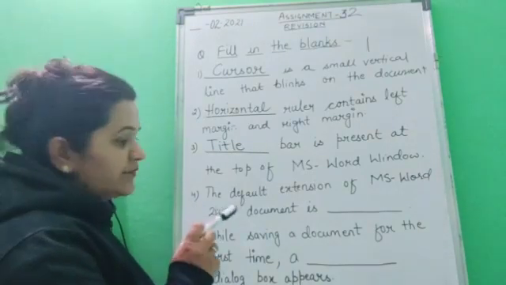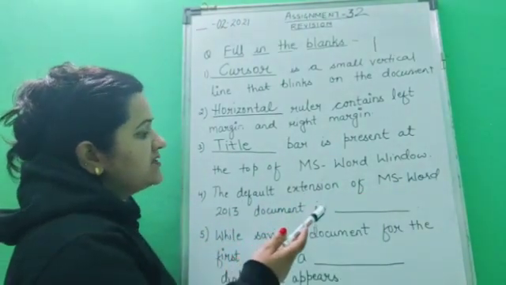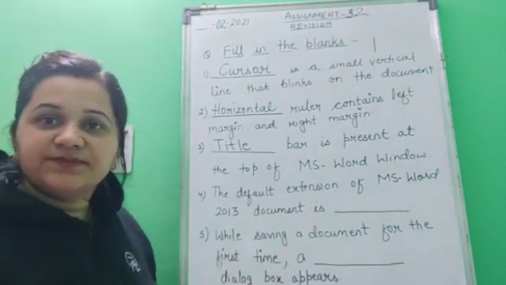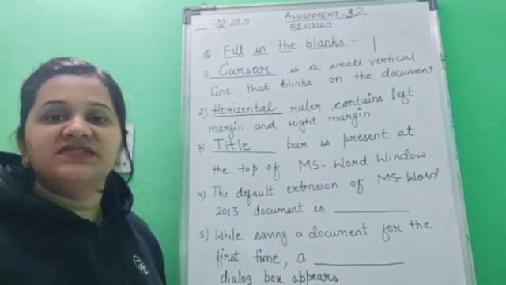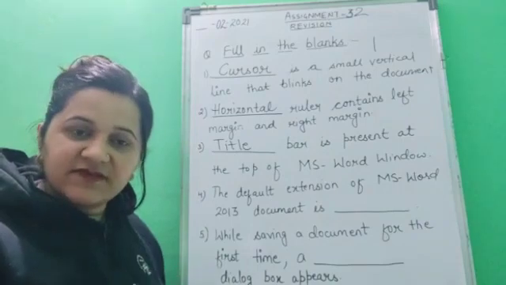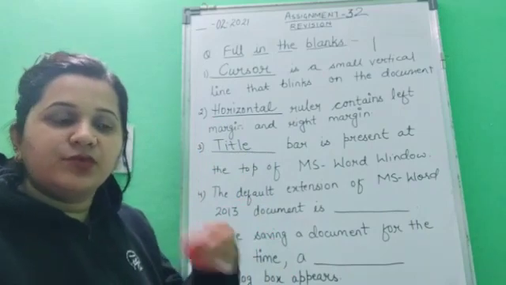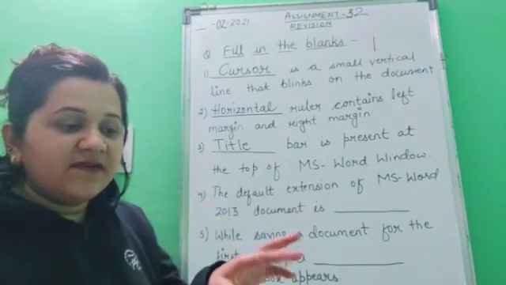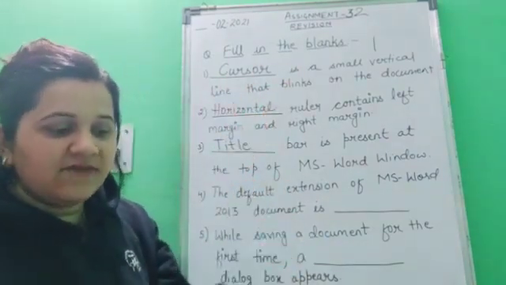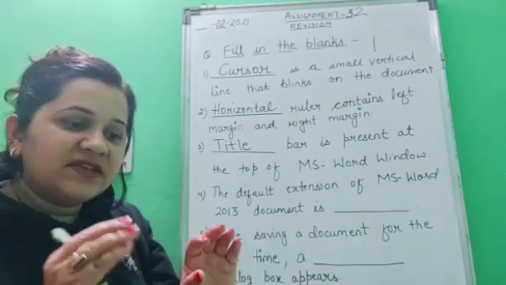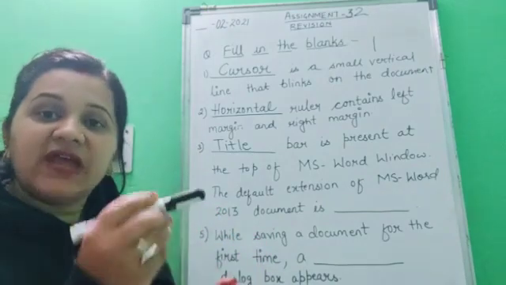Now, point number 4. The default extension of MS Word 2013 document is dash. Extension means, children, when we are done with the work in our document and we want to save it, we just give the name. A dialog box appears and asks us to type the name with which we want to save the file. Suppose I want to write the document name as revision. If I type revision, you must have seen that on that box dot and something is written that is already present over there. So that is what? Extension.